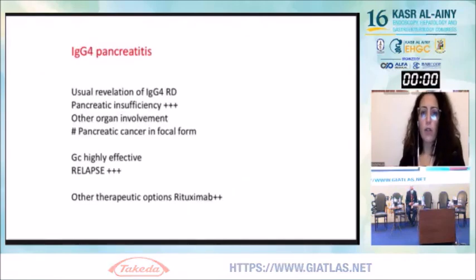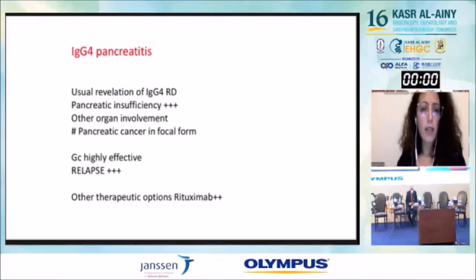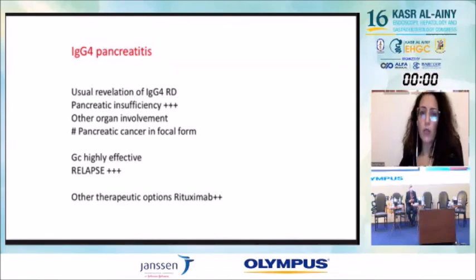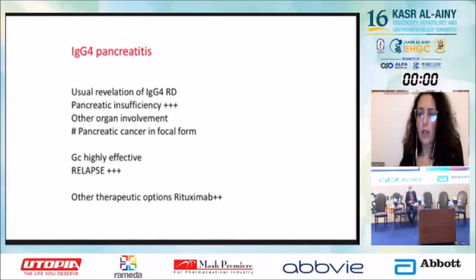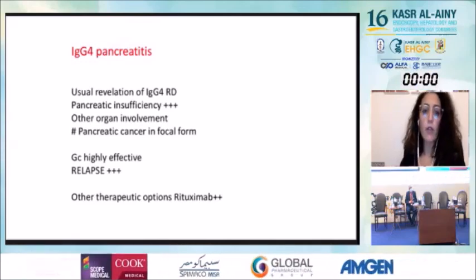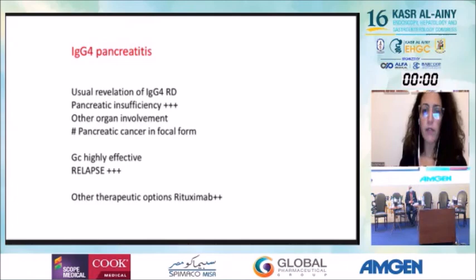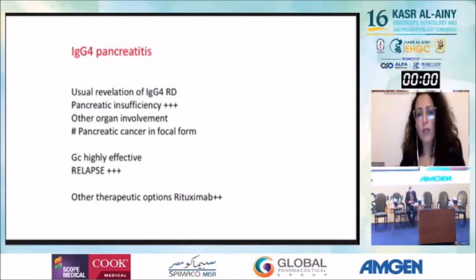So for conclusion, I'm sorry for the time, IgG4 pancreatitis is the usual revelation mode for IgG4-related disease. The major issue is pancreatic insufficiency, but other organ involvement can be of very prognostic value. And the main issue is to rule out pancreatic cancer, especially in the focal form of the disease. Glucocorticoids are a really very effective drug, and relapse is a major issue. And other therapeutic options are mainly rituximab.